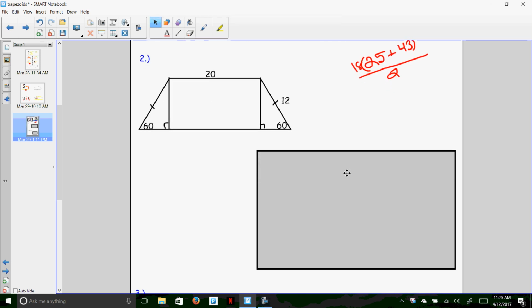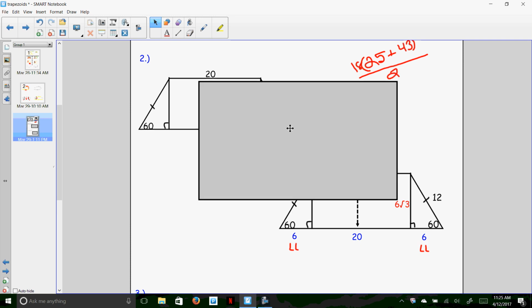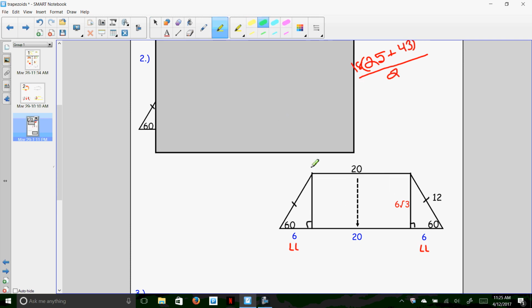Number two, this is pretty similar to what we've seen already. So what I've done is put that 20 down here. So I have this section of the bottom. I recognize this as a 30, 60, 90. Okay, so I'm going over here. Now I don't have enough labeled over here. So I do have a 12. That's a hypo. This is a little leg, so I'm going 6. And then I have a big leg, which has got to be 6 radical 3.